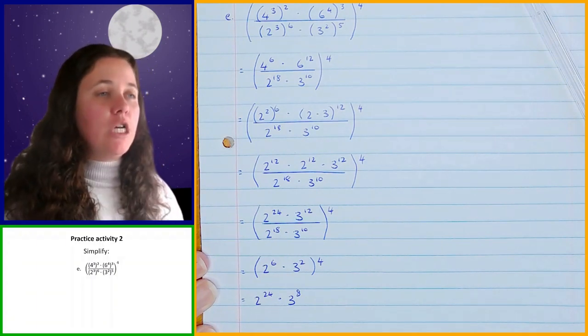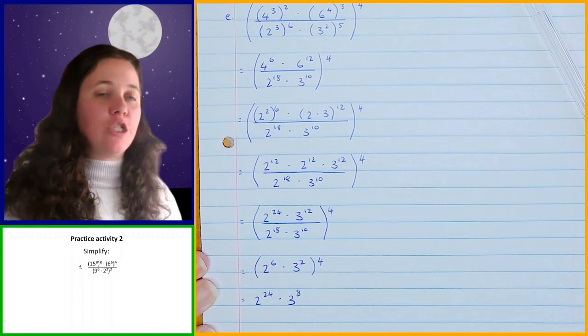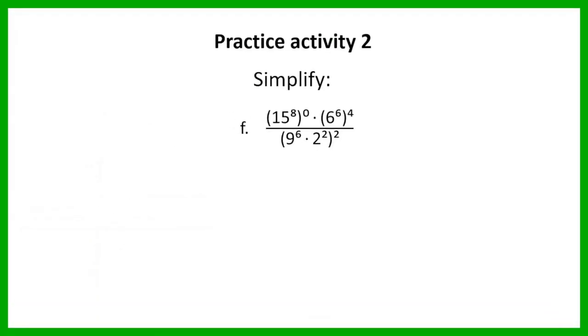Okay, and then the last one that we're going to do is question F. So in this question, you've got 15 to the power of 8 in brackets to the power of 0 times 6 to the power of 6 in brackets to the power of 4 all over 9 to the power of 6 times 2 to the power of 2 in brackets to the power of 2. Okay, so I'm going to give you 3 minutes to work on this one.